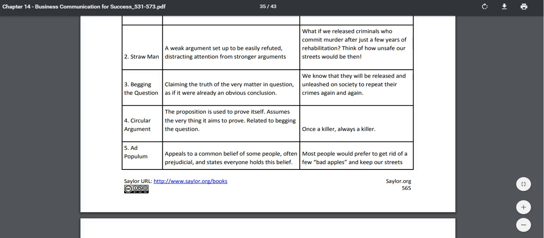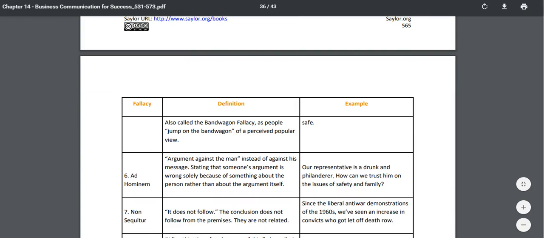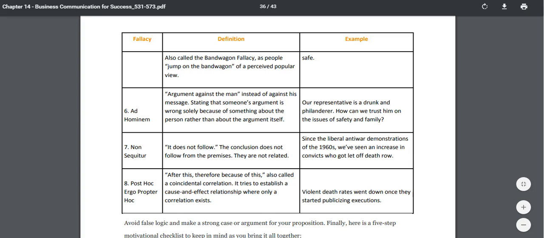Circular argument, well, because of this, then this. Always not always going to happen. Ad populum, popular belief. Everybody believes this. Versus the argument against a man, when you base your argument simply on one person rather than the argument. Non sequitur, meaning it doesn't follow. Two facts are not related.